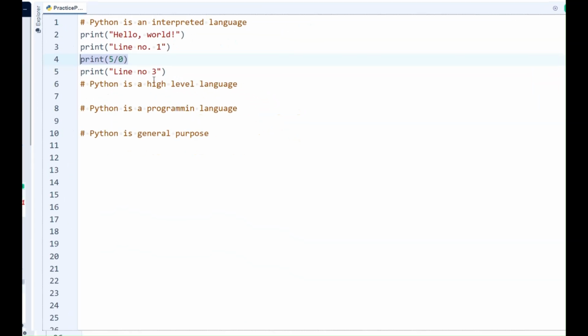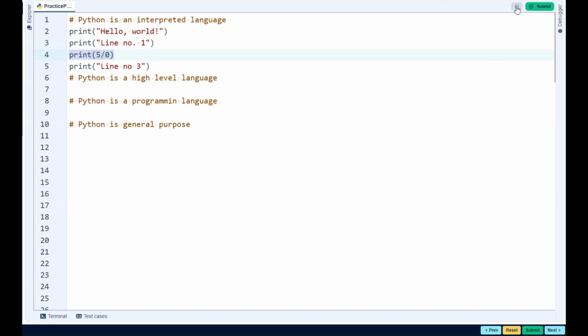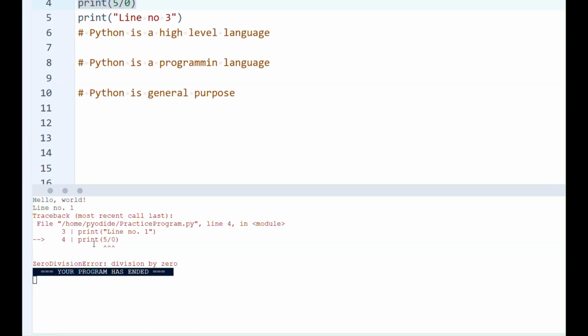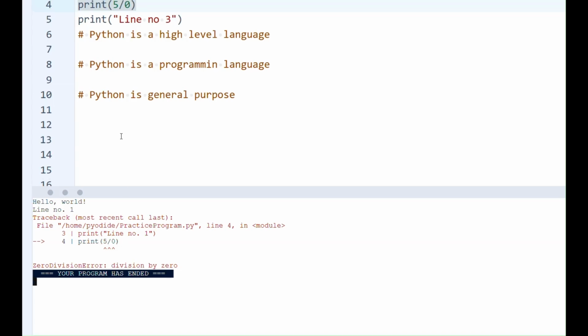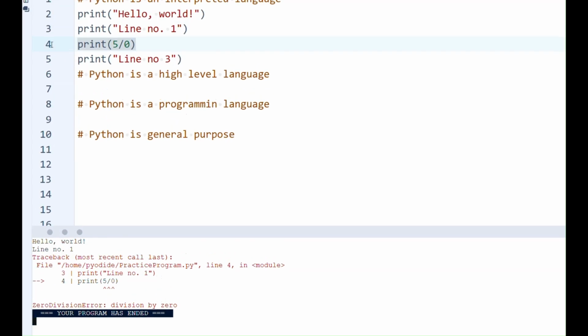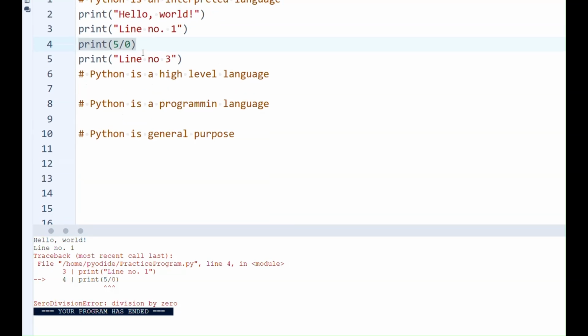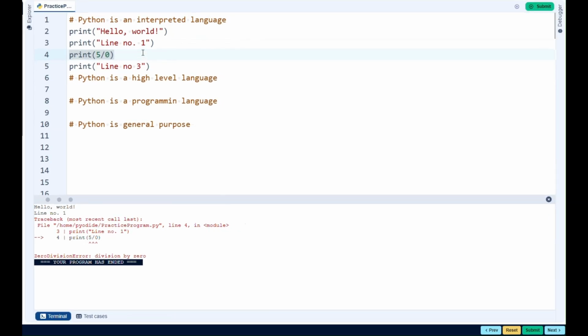In the error, you can clearly see zero division error, division by 0 at line number 4. It even gives the exact line number, 4. But the fifth line is not executed because we saw the error on the 4th line. That is what interpreted means. Python runs line by line.